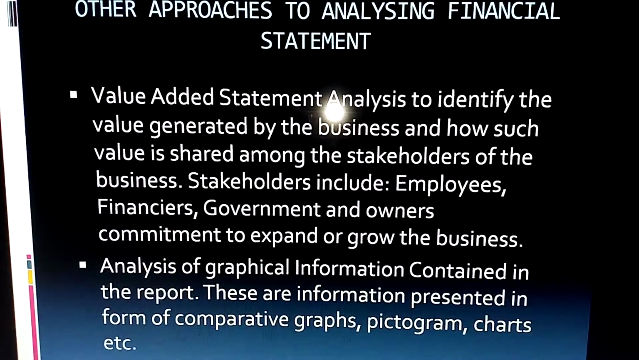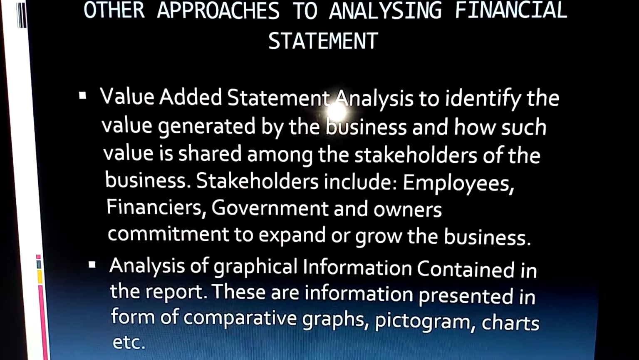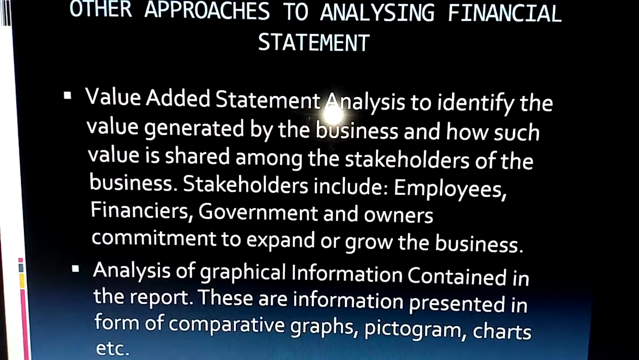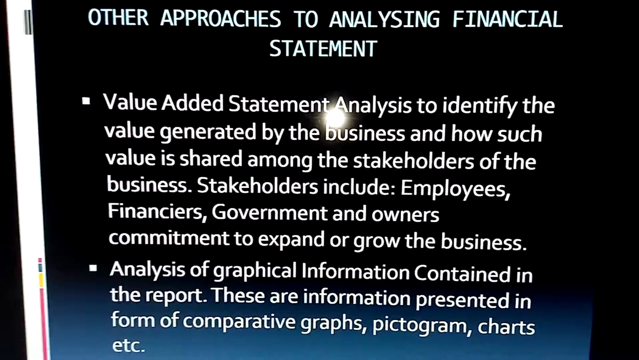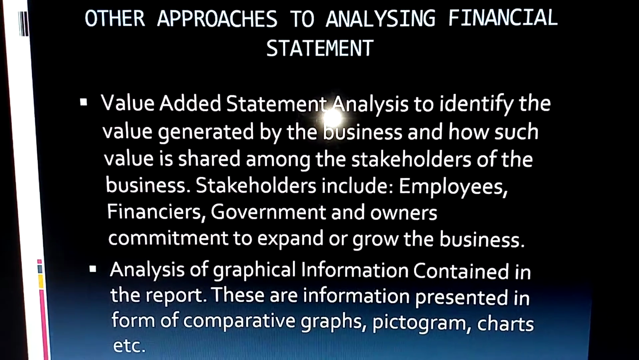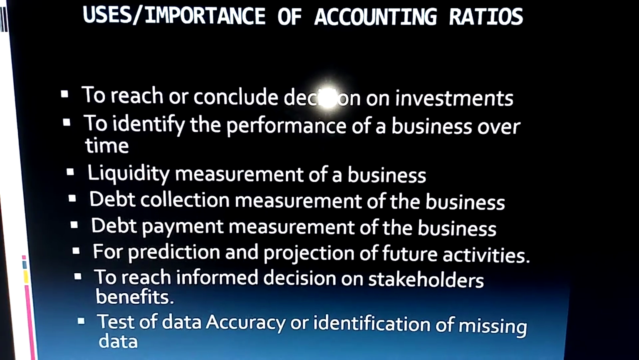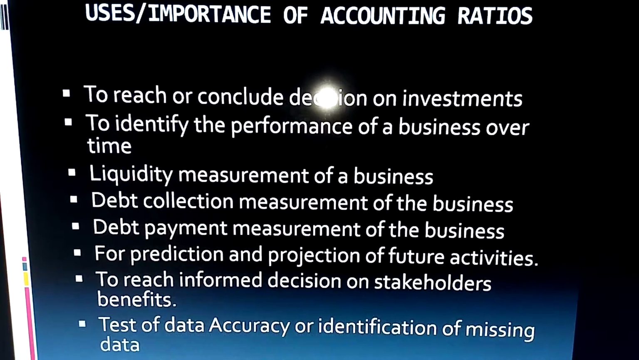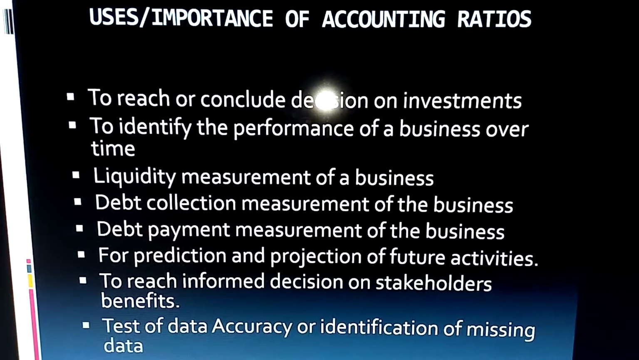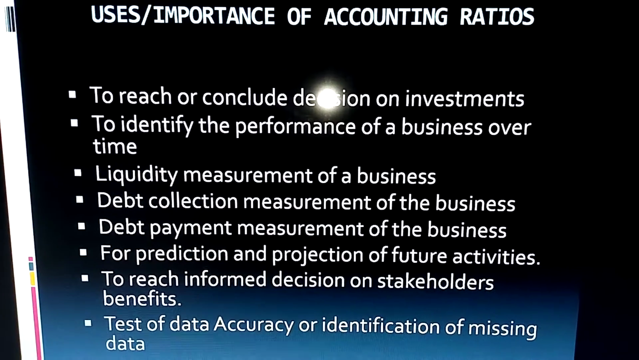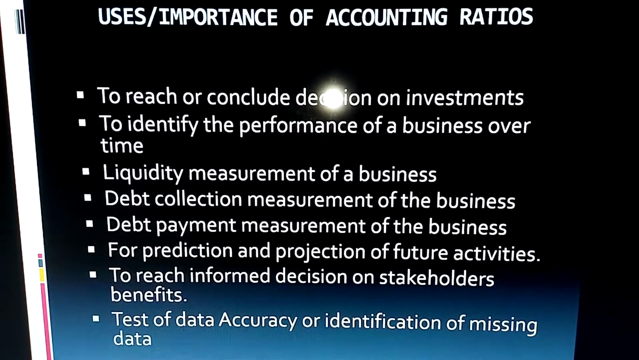Another approach is to look at graphical information, such as bar charts, graphs, pictograms, and charts reported in the statement. You can analyze those as well to make informed decisions. So now we've looked at other approaches to analyzing financial statements. But in this volume, we are concentrating on the use of accounting ratios to make informed decisions by analyzing the financial statements and activities of the business.